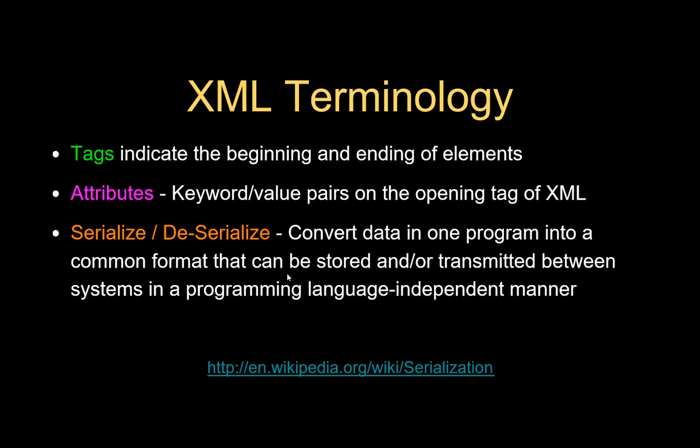Okay, so we talked a little about the terminology. Here we have more information. So we have tags, which indicate the beginning and the ending of the elements. We have attributes, which are keyword or value pairs on the opening tag of XML. We talked about serialization and deserialization, which is basically converting data in one program into a common format that can be stored and/or transmitted between systems in a programming language independent manner.